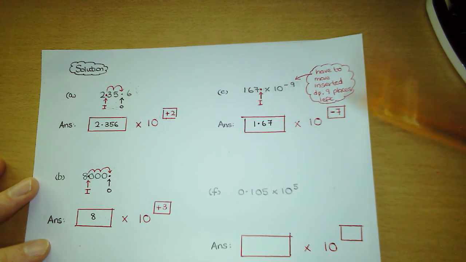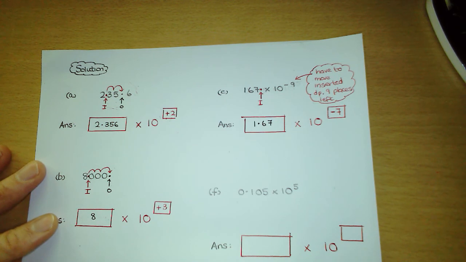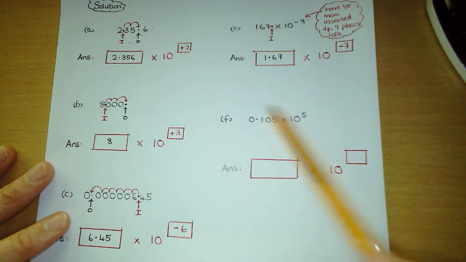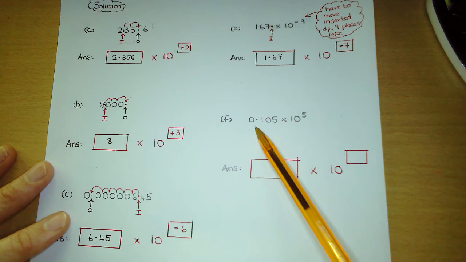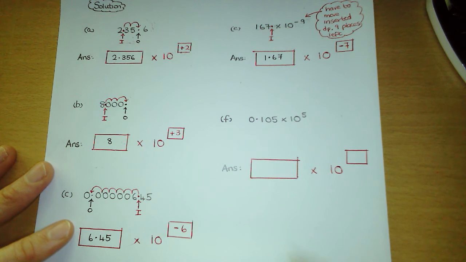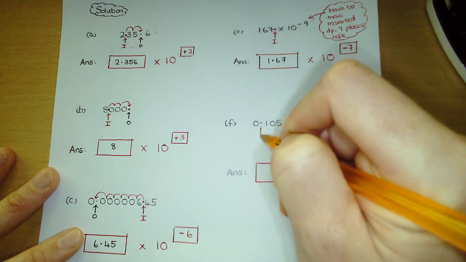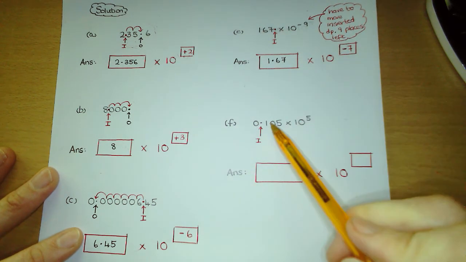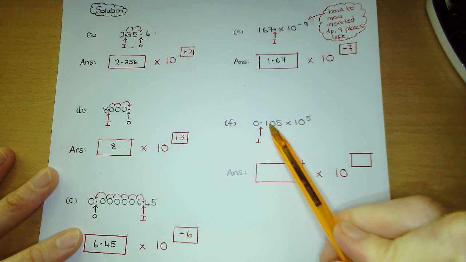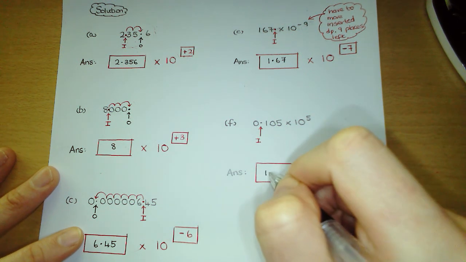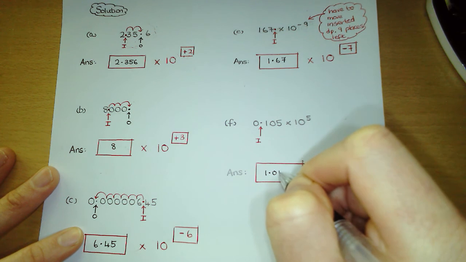Okay, so part F. Again, it looks like it's in standard form, but it's not, because the number between 1 and 10, well, it's not a number between 1 and 10, so we have to make it a number between 1 and 10. So this is where they've put the inserted decimal point. The inserted decimal point should be between the 1 and the 0. So we're going to correct that and write 1.05.